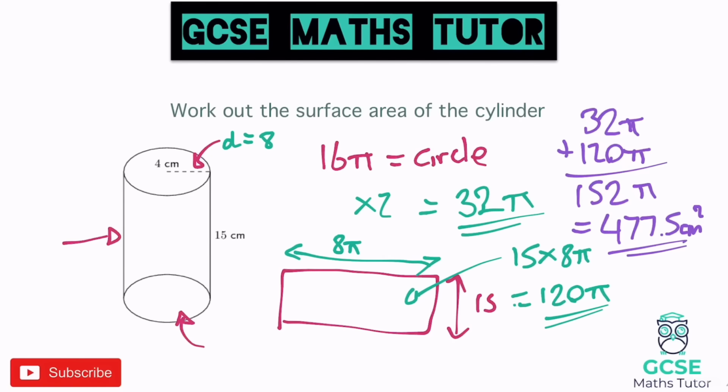So you just got to remember, you've got the circles top and bottom, and then to work out the area of the curved part, you need to think about that circumference there being the length of the rectangle.